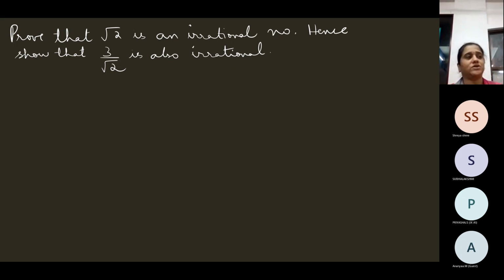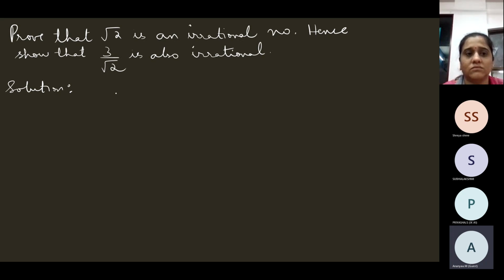Write that proof by contradiction. So you can do that yourself using the procedures, the same in all schools. If they're not given the first statement, that is prove that root 2 is irrational, they've just given show that 3 by root 2 is irrational.